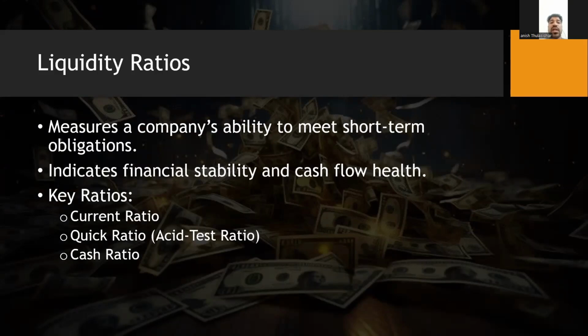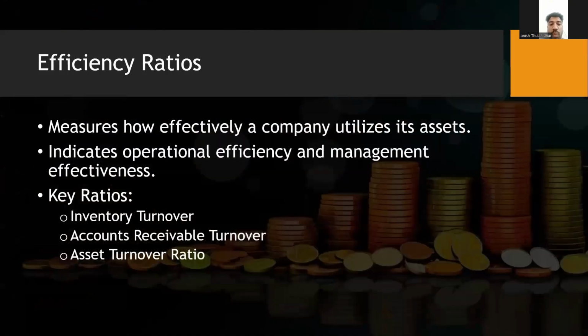Key ratios. Current ratio is equal to current assets divided by current liabilities. Quick ratio is current assets minus inventory divided by current liabilities. Cash ratio is equal to cash divided by current liabilities. A higher value indicates stronger short-term financial stability. Now, third one, efficiency ratios.